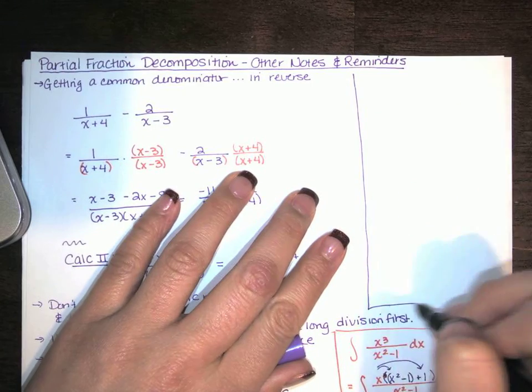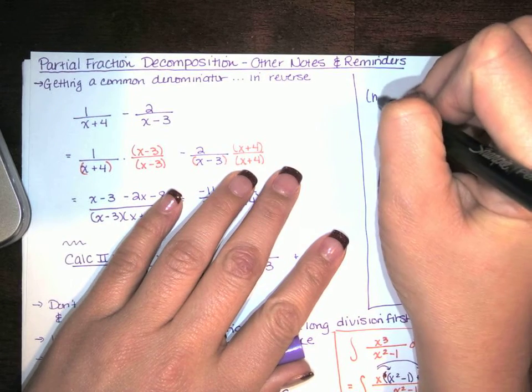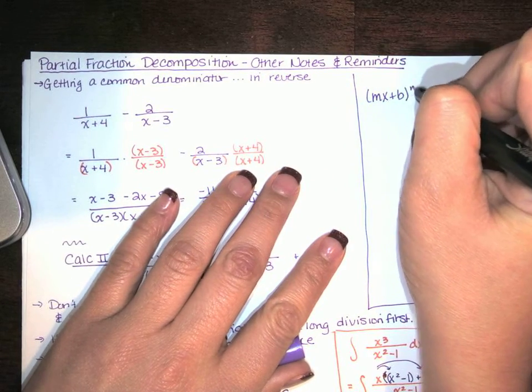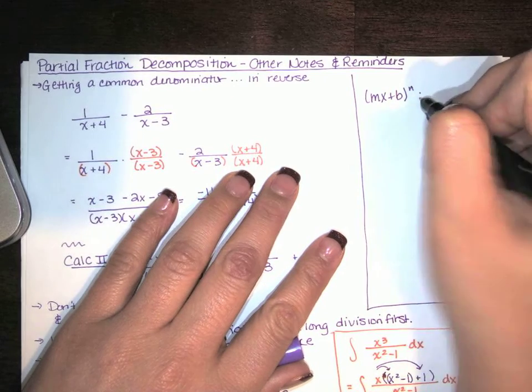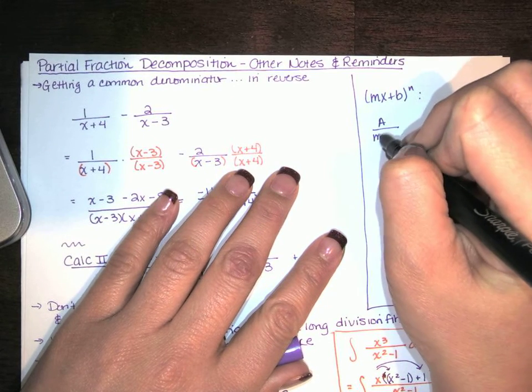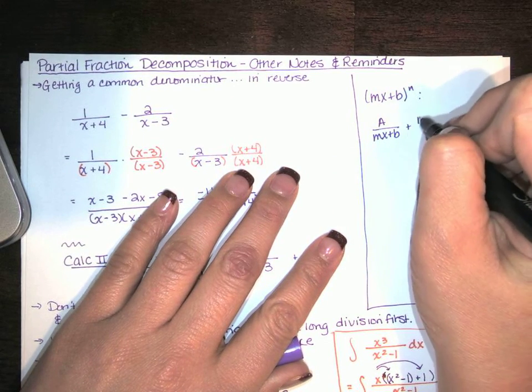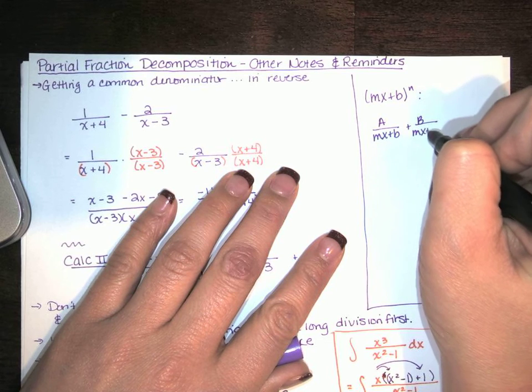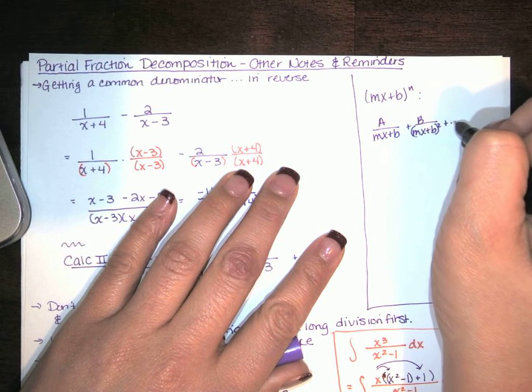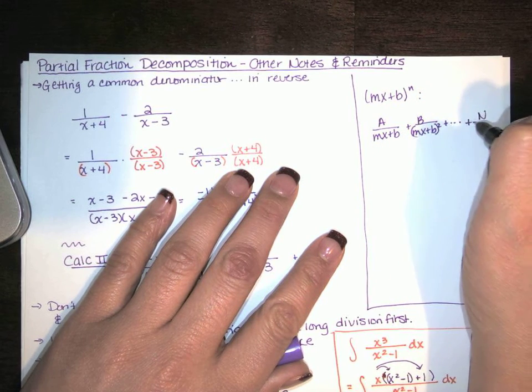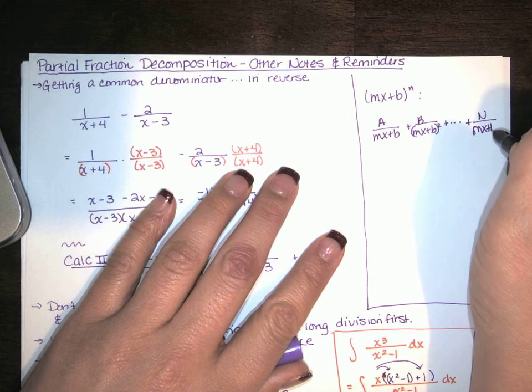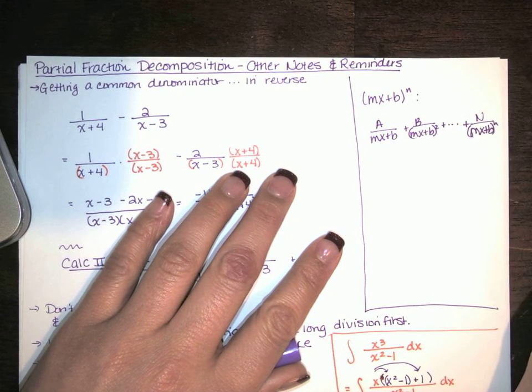Remember how to state the decomposition. If you have a linear factor repeated n times, you're going to have a constant over that factor plus a constant over that factor squared, and you're going to keep going. You're going to have n terms. The last one's going to be a constant over that factor raised to the n.